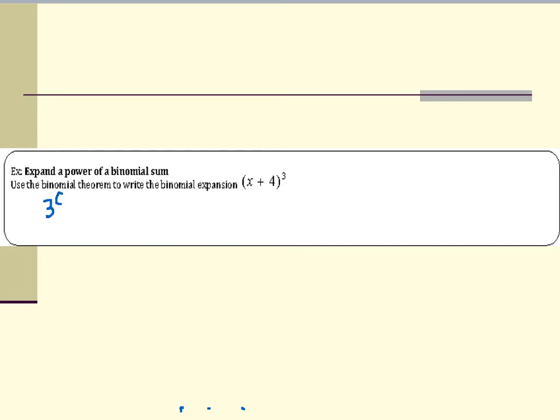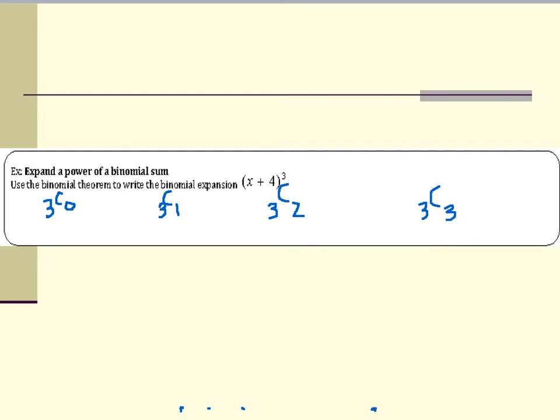3 choose 0, leave a lot of space here. 3 choose 1, I'm going to leave some more space. 3 choose 2. And then I'm going to leave some space. 3 choose 3. Those are going to be my coefficients, the number in front of the variables.